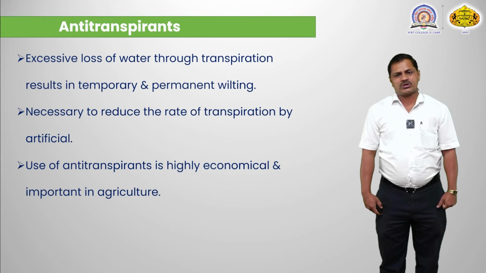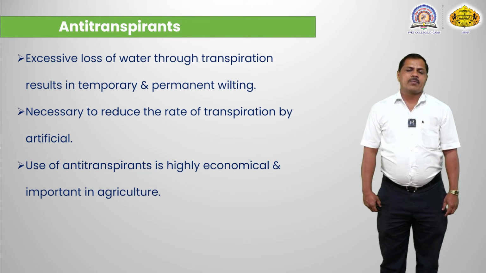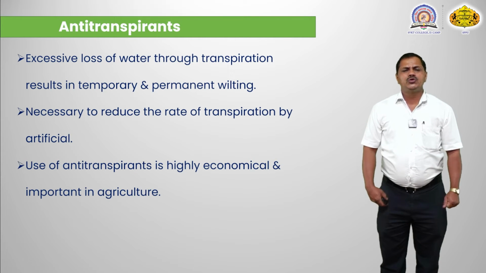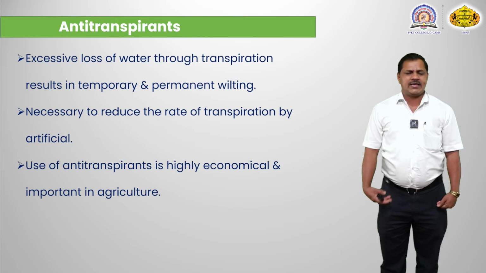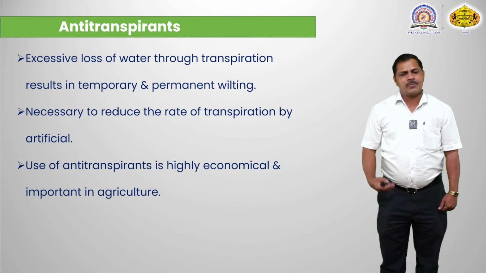Excessive loss of water through transpiration results in temporary and permanent wilting. When a huge amount of water is lost, the plants ultimately wilt in position due to the loss of water, and hence so many plants are endangered on the surface of the earth.